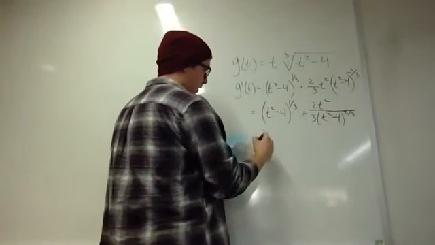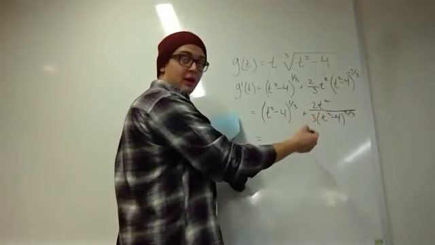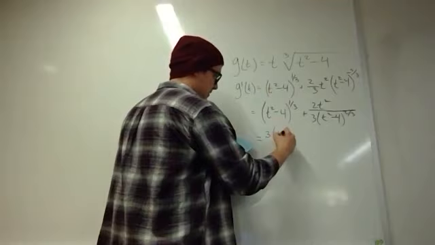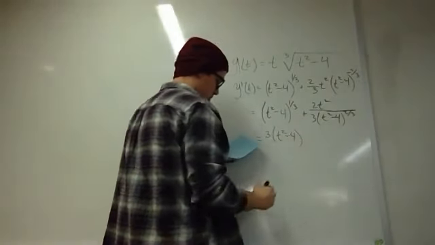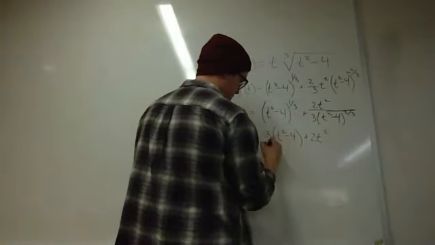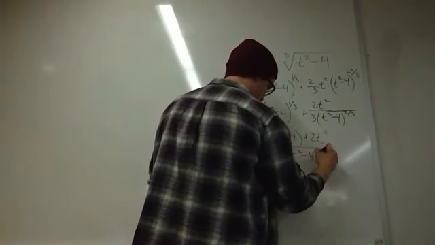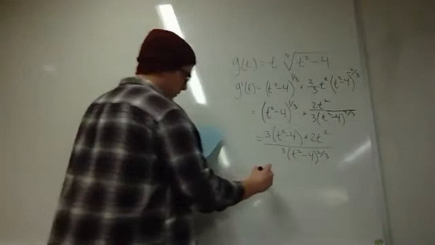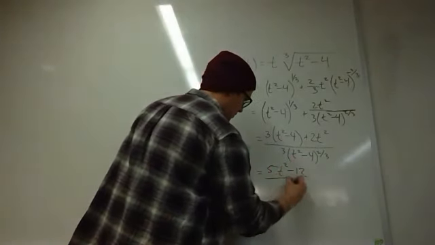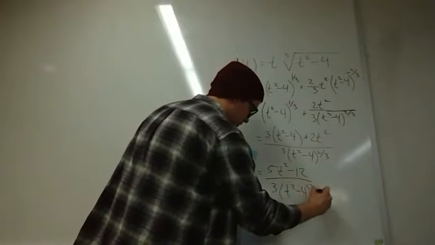So from here, we're going to multiply this one by the denominator in order to get like fractions and combine them. When we combine them, we get 3 times (t squared minus 4) plus 2t squared, all over the denominator, 3 times (t squared minus 4) to the 2/3. Okay? And then we're going to combine like terms. So 5t squared minus 12 over 3 times (t squared minus 4) to the 2/3.